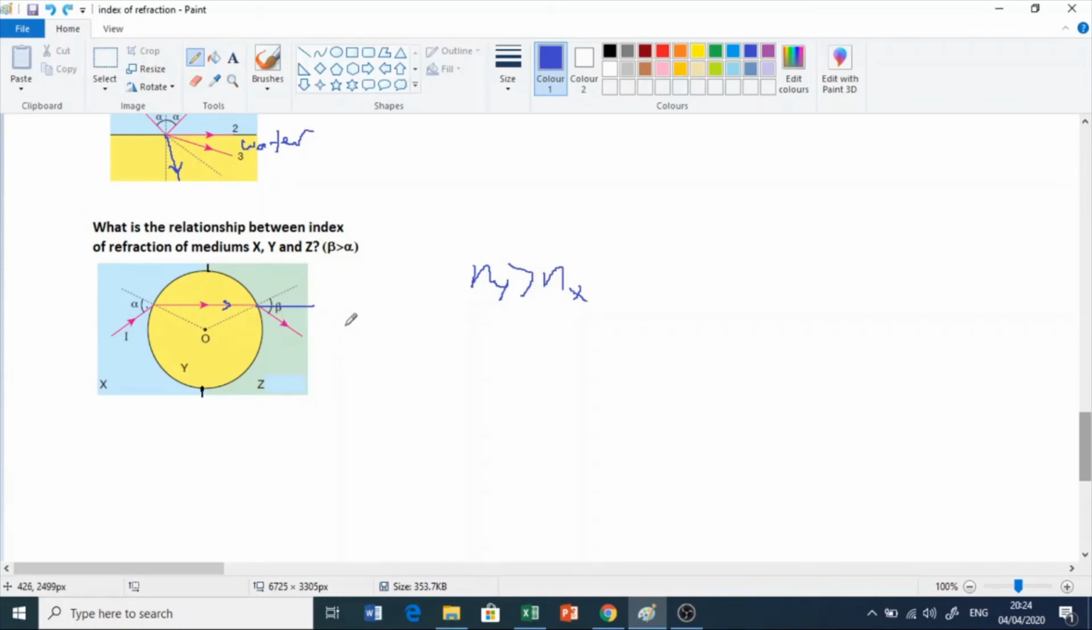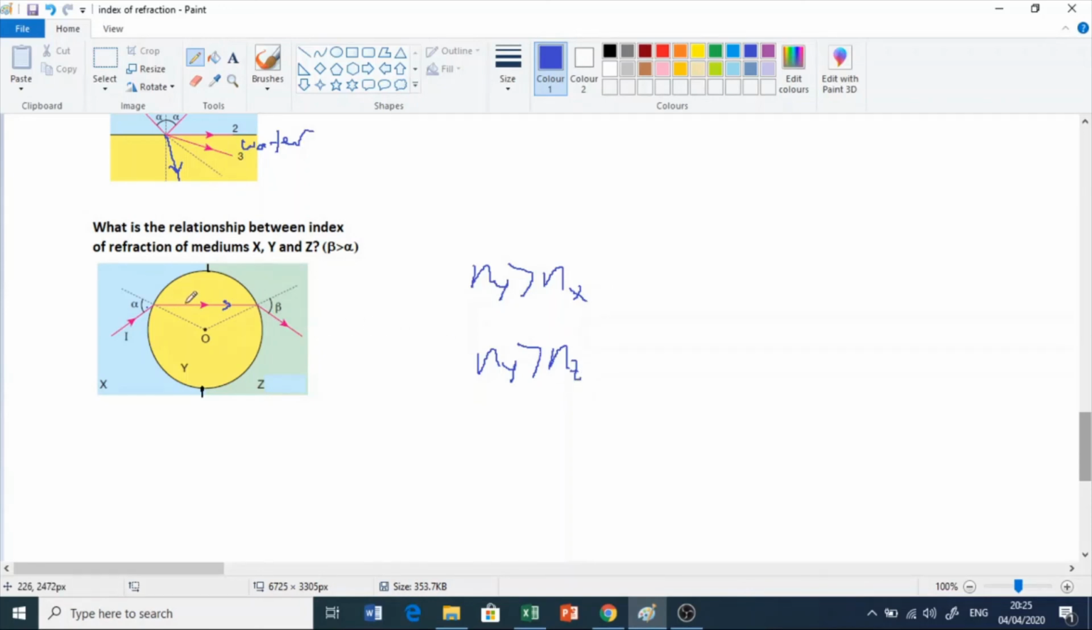If it is bending away from the normal, it means that it is passing to a medium of low index of refraction. It means that ny is bigger than nz. But as you see, ny is bigger than nx, and also it is bigger than nz. But what is the relationship between nx and nz? In this case, we are going to look at the angles alpha and beta. As you see, beta is bigger than alpha. So let's do the comparison of nx and nz.